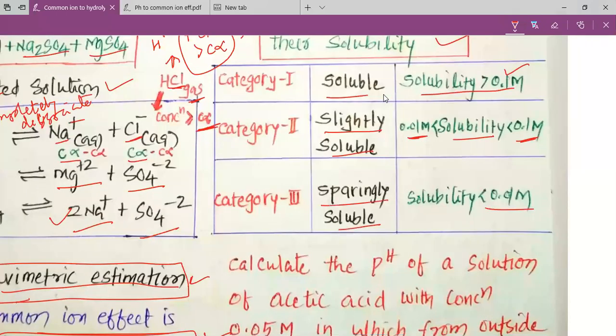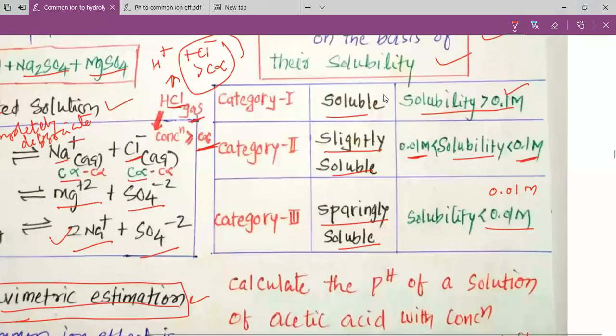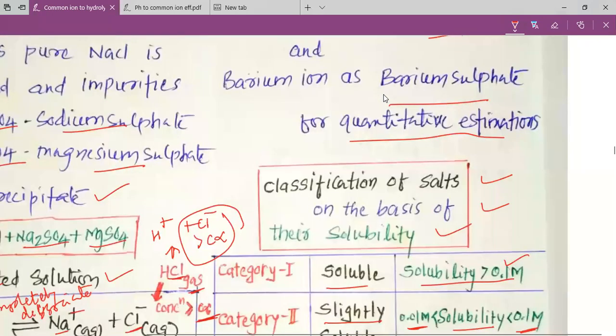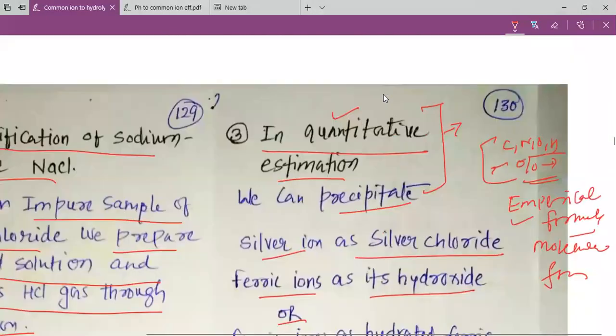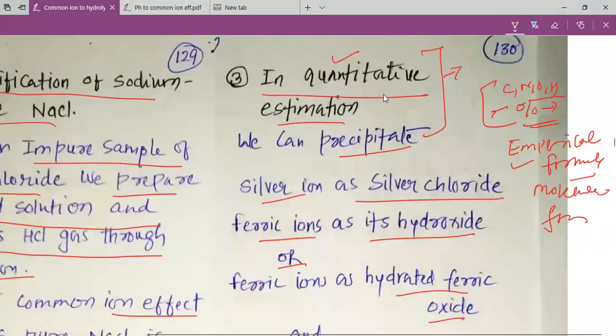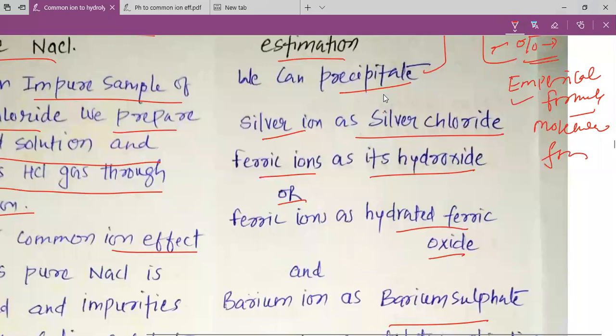They have their solubility less than 0.01 mole per liter. So these are the three classes of the various salts. Now what happens, my dear students, some salts do not get precipitated easily. For example, silver chloride does not get easily precipitated, because most of the silver compounds are sparingly soluble salts.